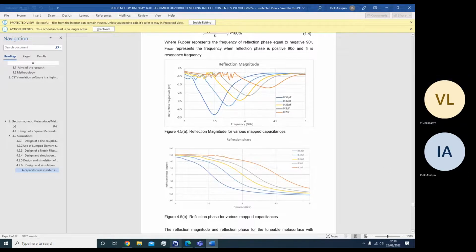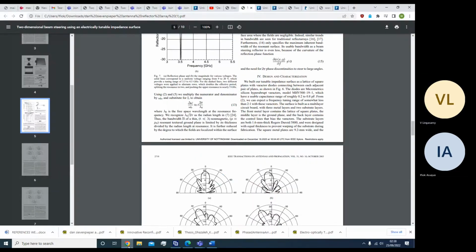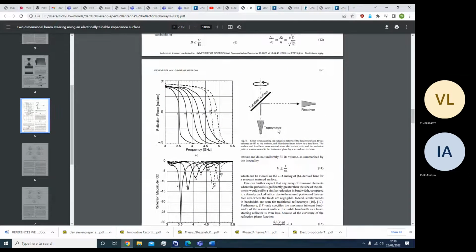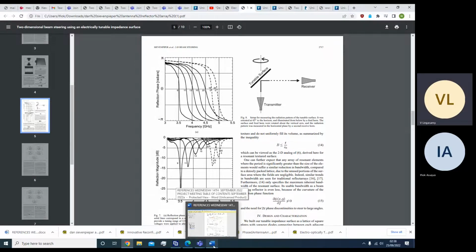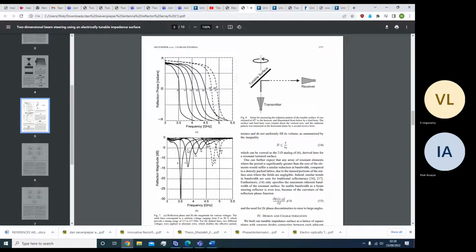Yeah. Can you see? Yeah, I can see your screen. Yes. How do I put this now so that we can see together? Can you see this? Correct. Yeah, I can see your screen.